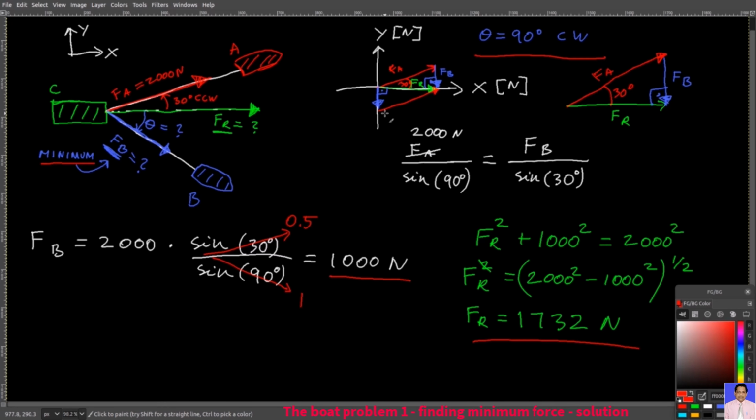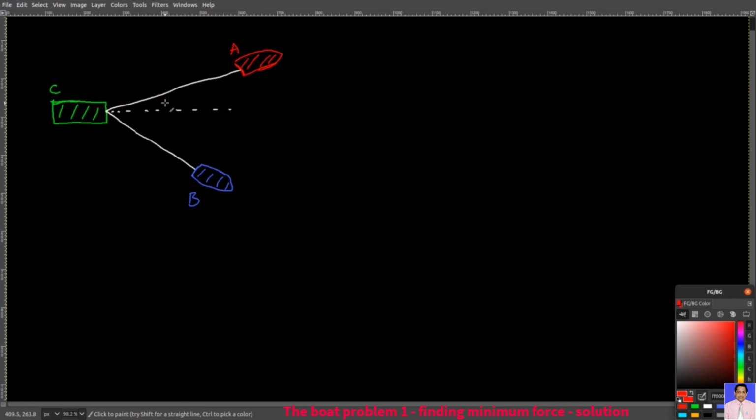But now let's change the initial conditions a little bit. The environment is the same. You have this cargo boat C and 2 tugboats A and B. Again, you have a force vector FA at plus 30 degrees, or 30 degrees counterclockwise, and then you have force FB, and here you have your angle theta, but now you don't know what the magnitude of FA is.